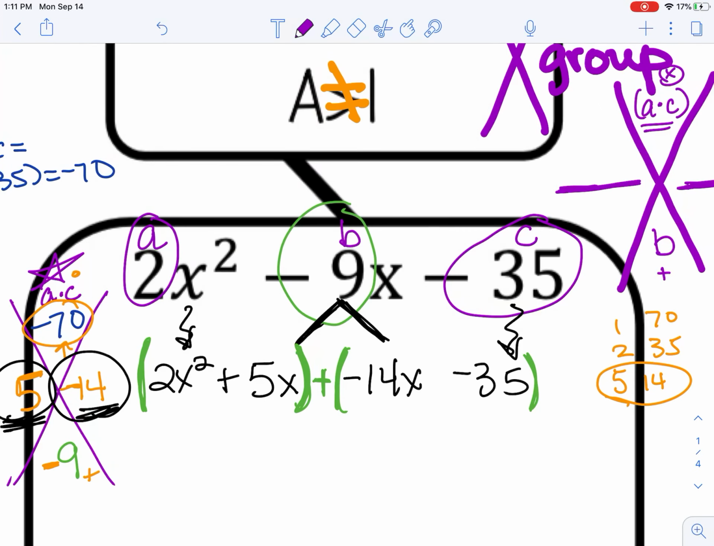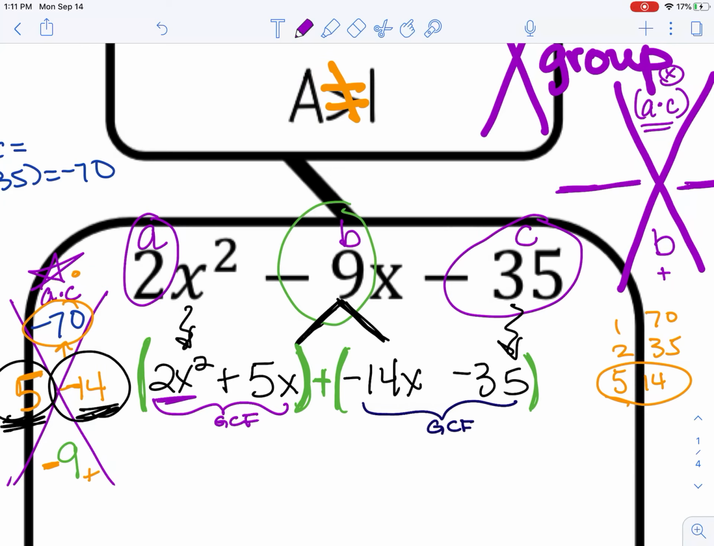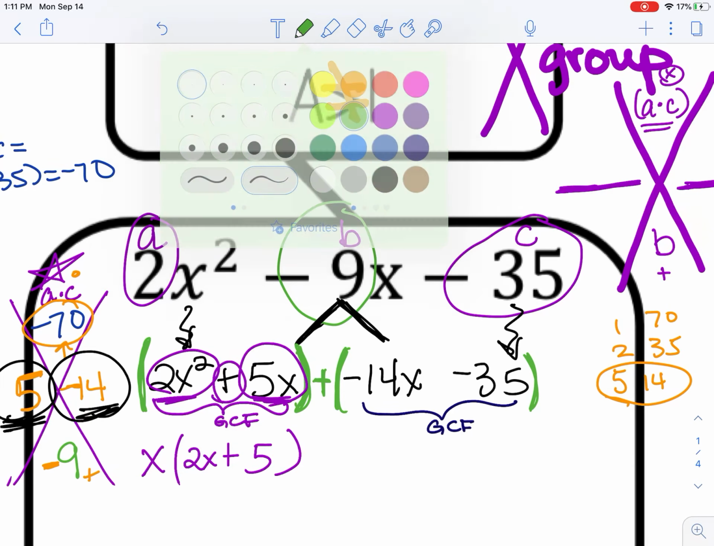Okay, so now that we have this, we're going to take a GCF out of each of these separately. So we're going to take a GCF out of this part, and we're going to take a GCF out of this part. So now watch this. Out of both of these, they both have an x. So I'm pulling out the x, and I'm left with 2x squared divided by x, which is just 2x. Bring down the plus. 5x divided by x is just 5.